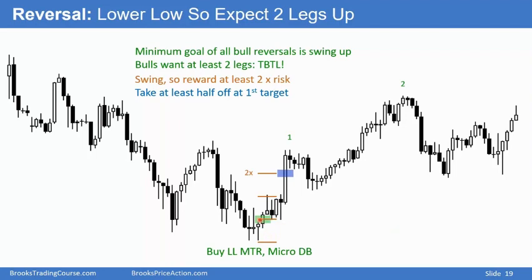You buy here, initial risk is here. This is 1 times your risk, that's 2 times your risk. It's reasonable to take half of your position off there and then swing the rest. Stop is down here, below the bottom of your signal bar. After this strong breakout, this then becomes a major higher low. After this breakout, traders move their stop to just below this low, the most recent major higher low.